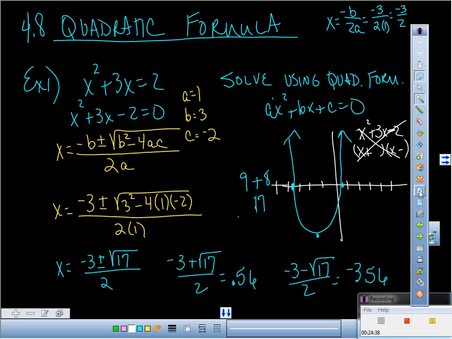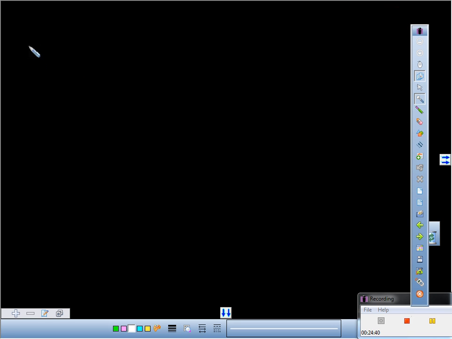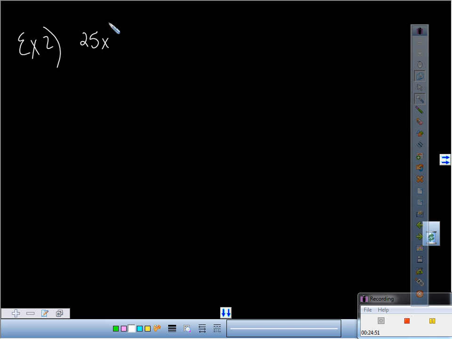All right, let's do one more. Not right now. You will on that worksheet. All right, let's do example 2. Example 2 looks like this: 25x squared minus 18x equals 12x minus 9.